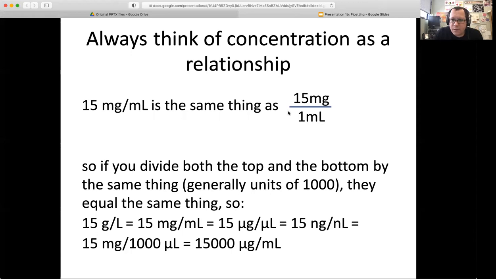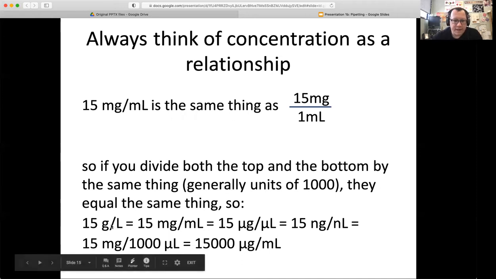15 milligrams per 1 milliliter. Okay, this is the same thing as this. And with any kind of fraction, if we go back to algebra or basic math, if you divide or multiply the top and the bottom by the same thing, then they equal the same thing. And so if we change our units the same on both sides, then we get the same thing.